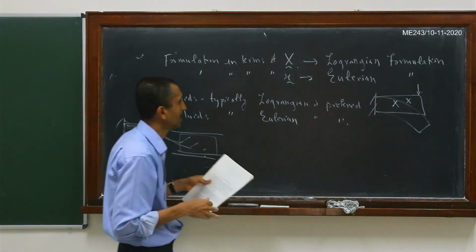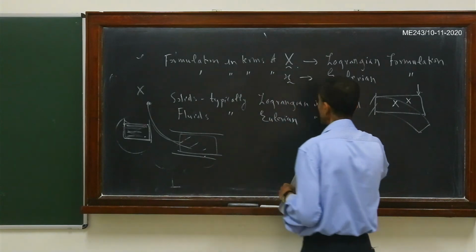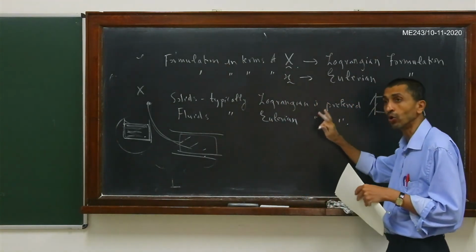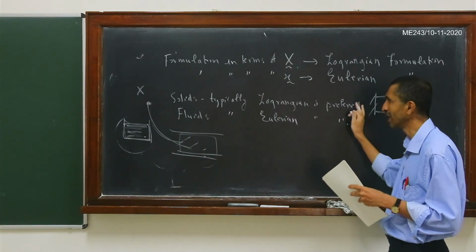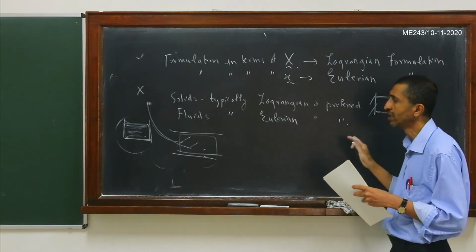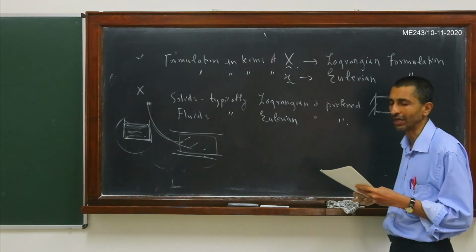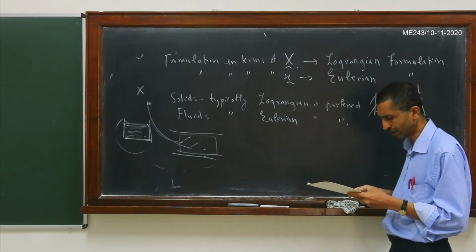So as I said, this is just a question of preference. There is nothing like right and wrong. Both are equally correct, but it's just a matter of preference. For solids, typically we'll prefer the Lagrangian formulation, while in the case of fluids, we'll typically prefer the Eulerian formulation here.